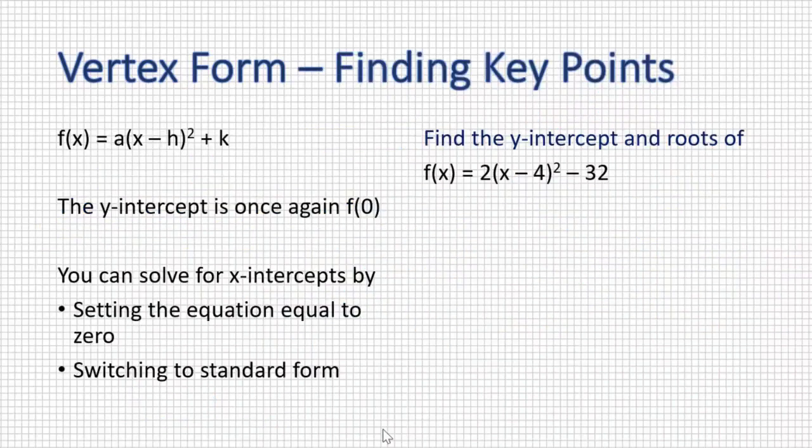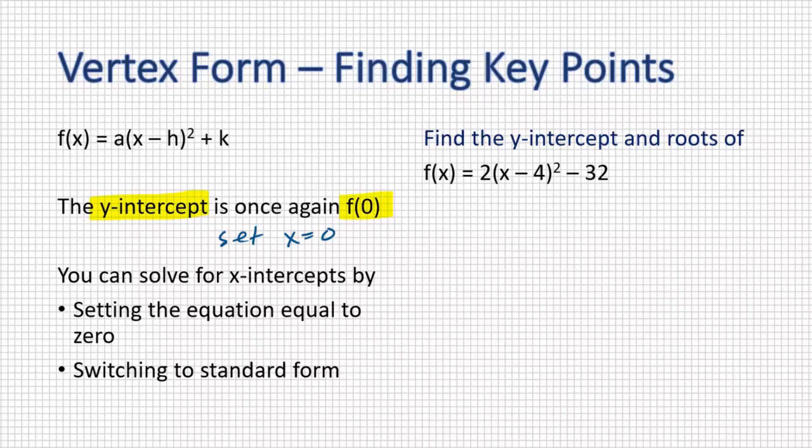Once we know how to read the vertex when a function is written in vertex form, everything else remains very much the same. Key points for a quadratic function are still the vertex, the y-intercept, and the x-intercept. So we already looked at how we find the vertex. Let's have a quick look at how we find the y and the x-intercepts. As always, to find the y-intercept, we set x equal to 0. In other words, we solve for f at 0.